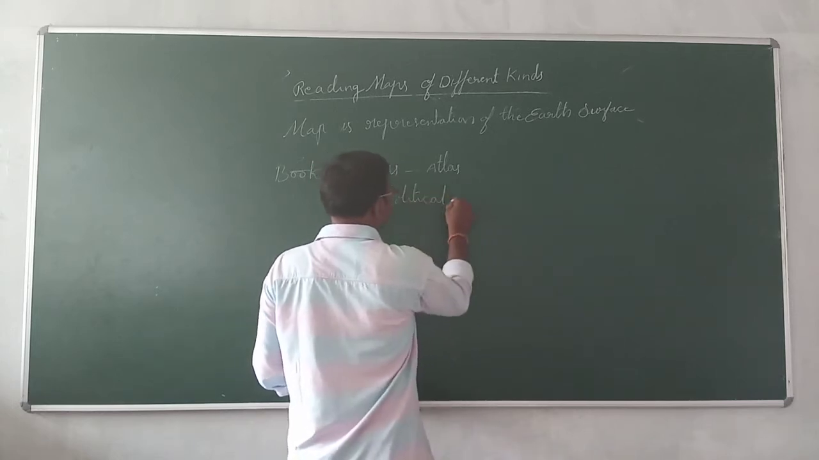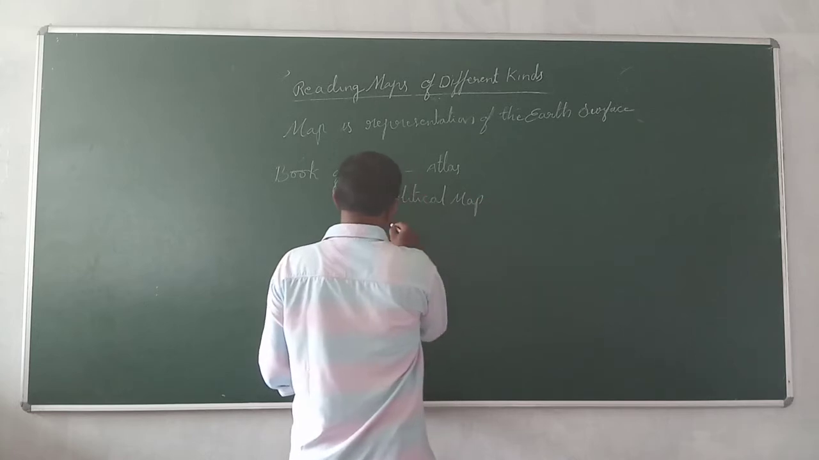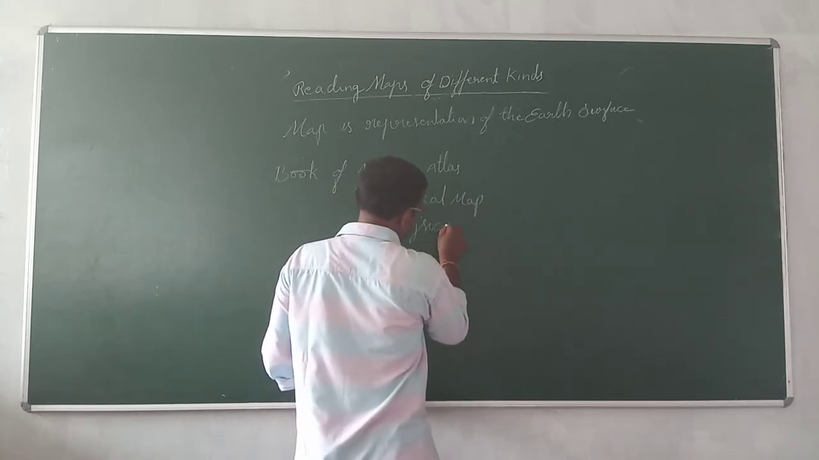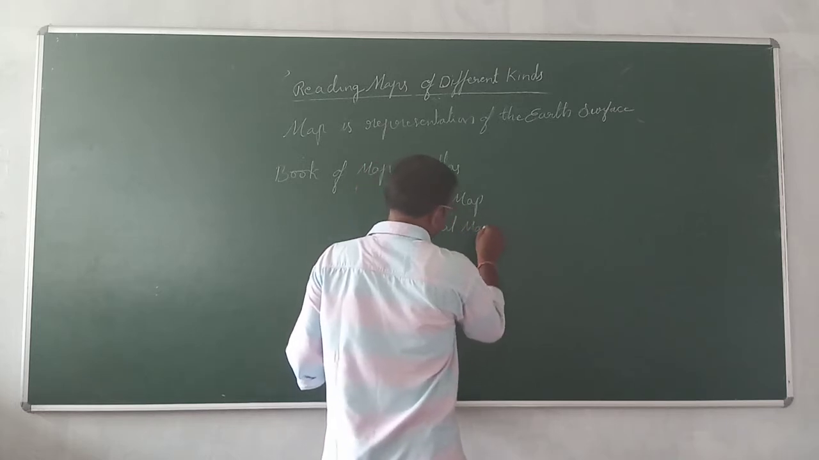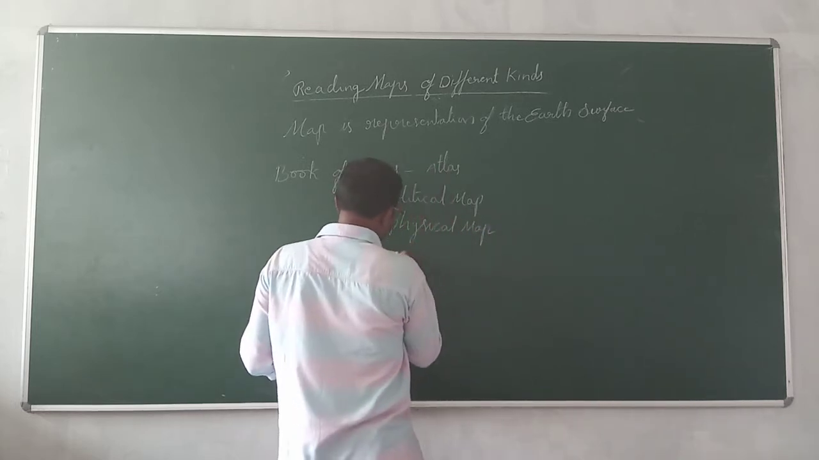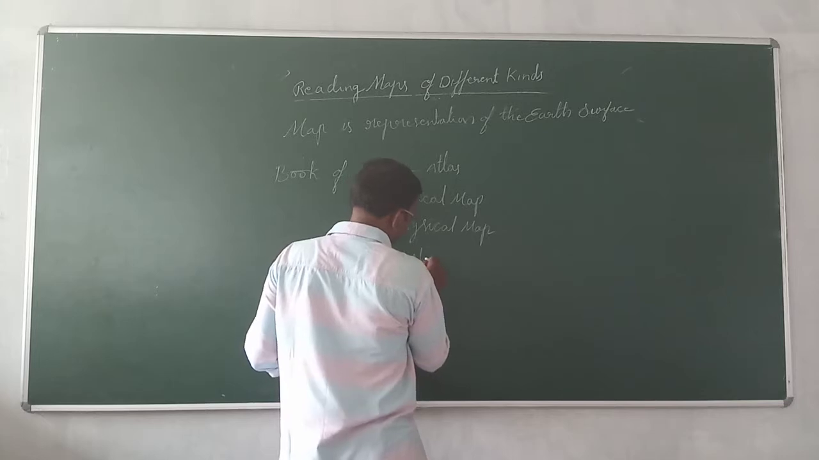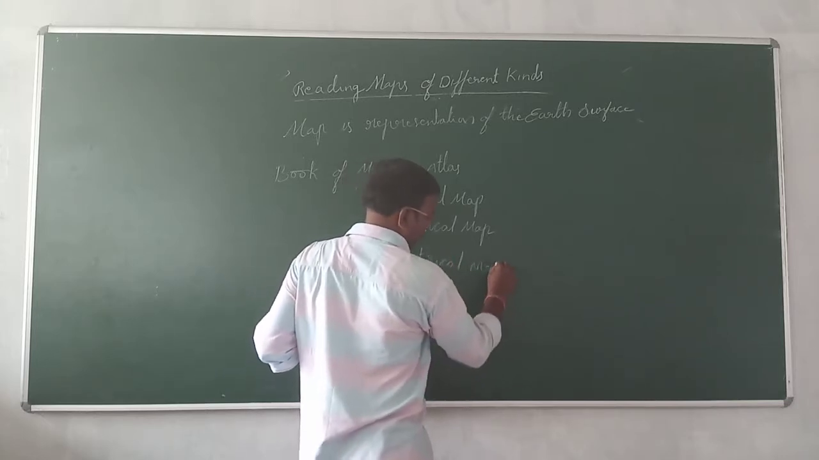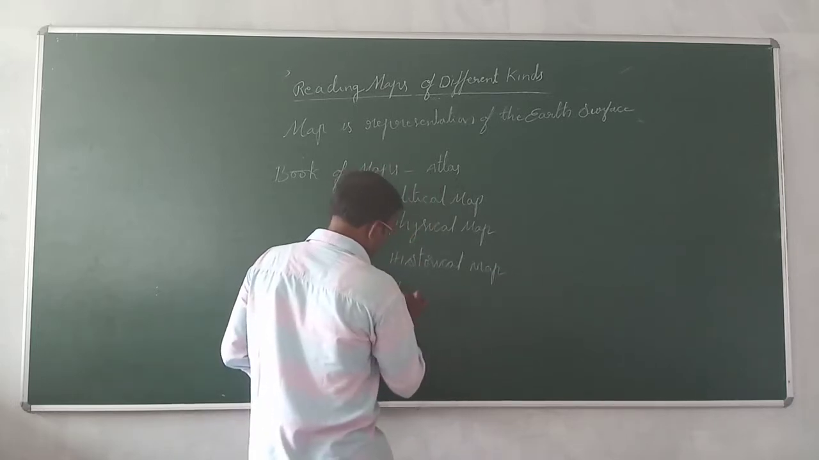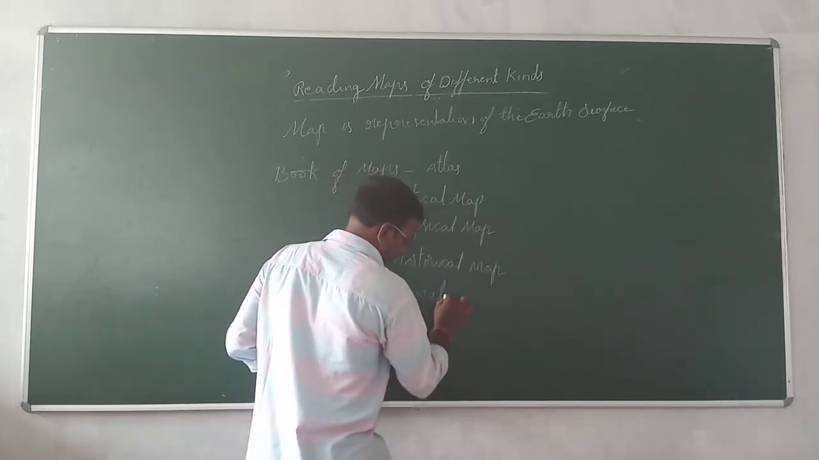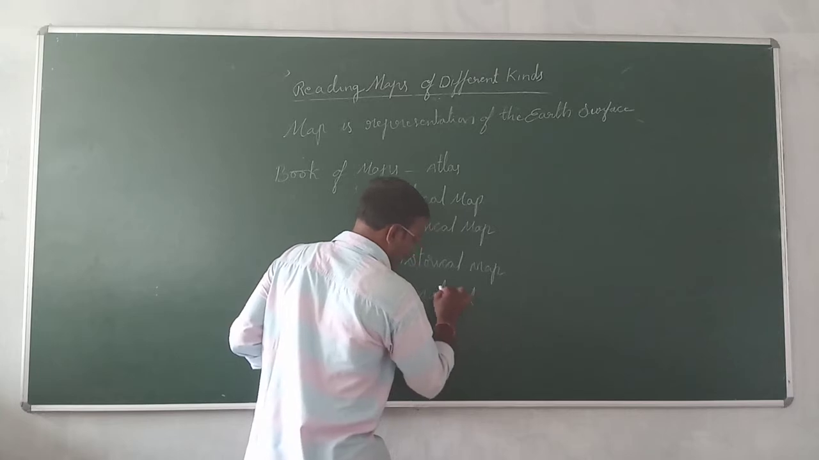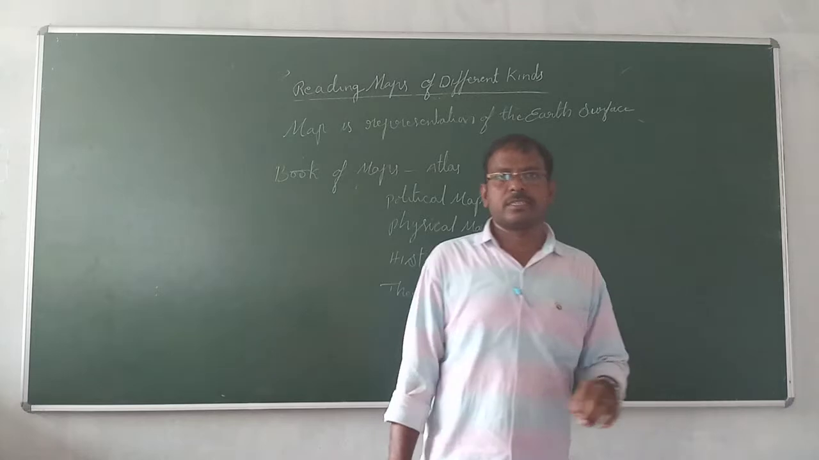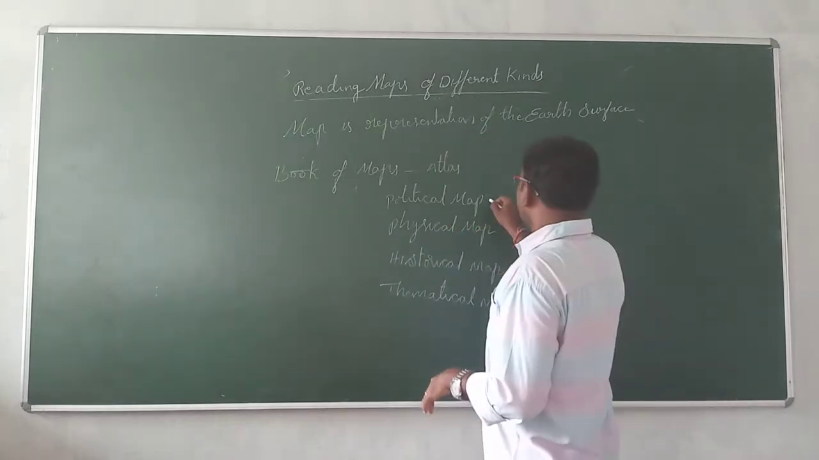Political map, physical map, historical map, thematical map. These maps we have discussed. Am I right?